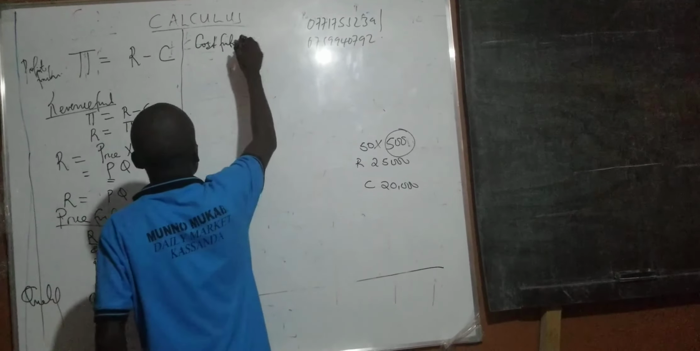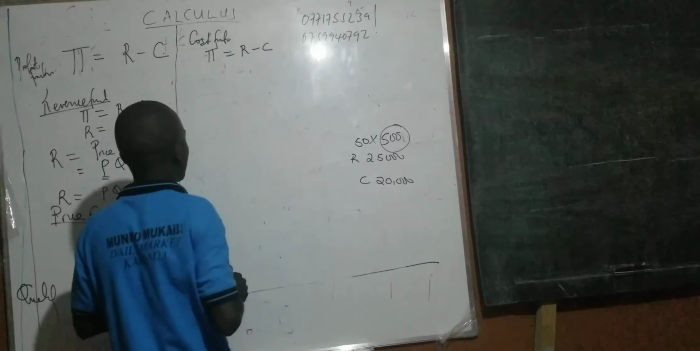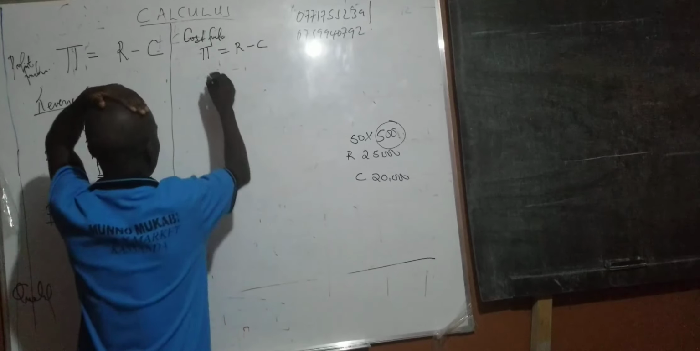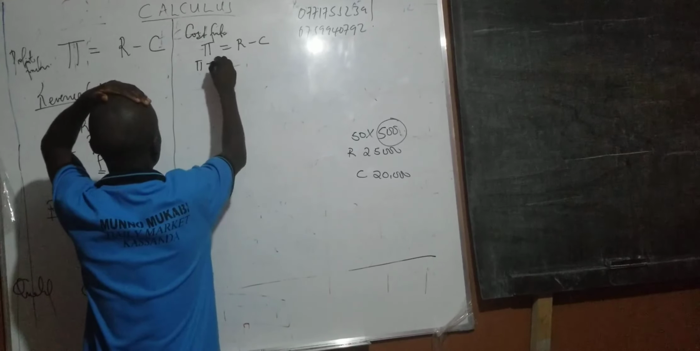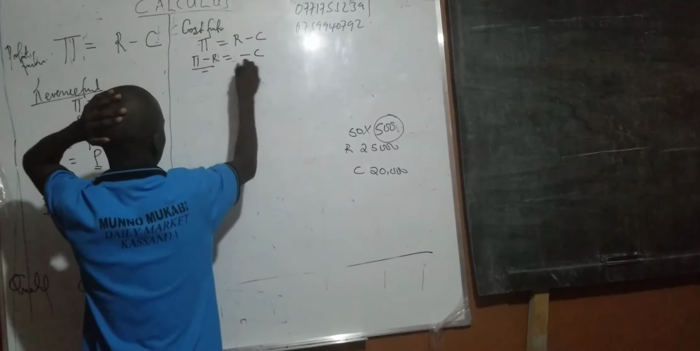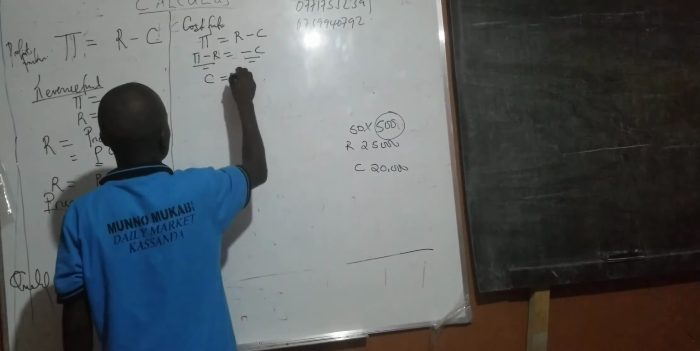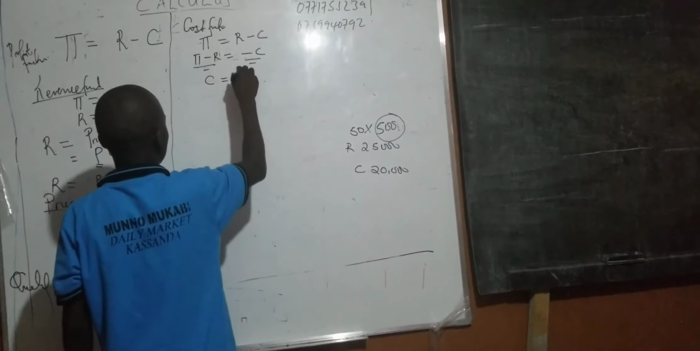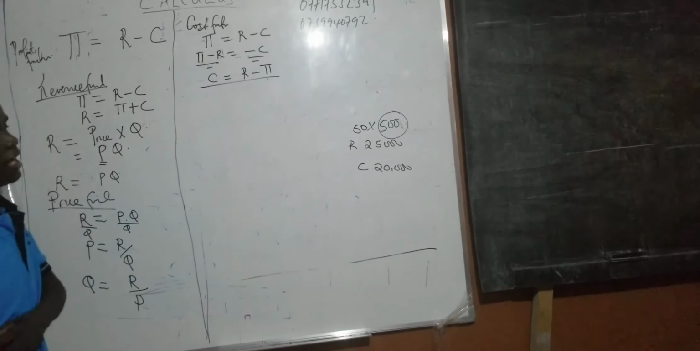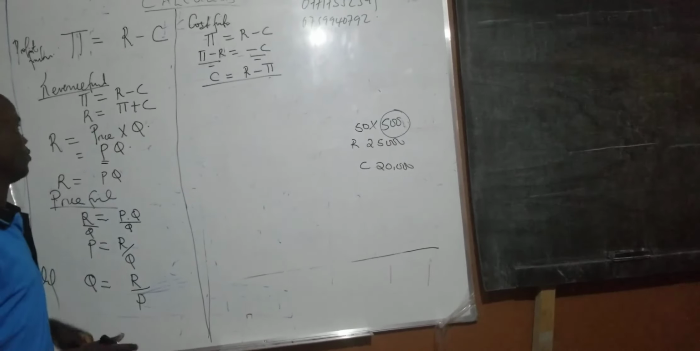For the cost function, you can still get it from profit equals revenue minus cost. You can make cost the subject. Therefore, profit minus revenue equals negative cost. Crossing this side, divide by a negative, divide by a negative. Therefore, cost equals revenue minus profit. That is one of the ways of getting the cost function.